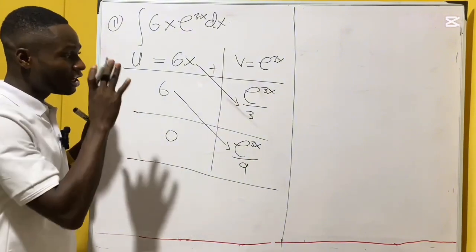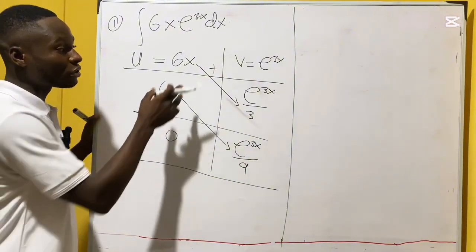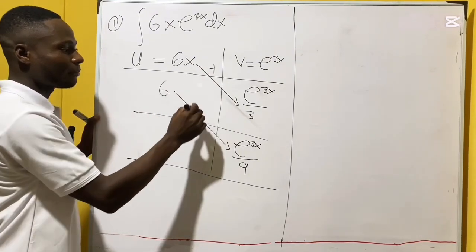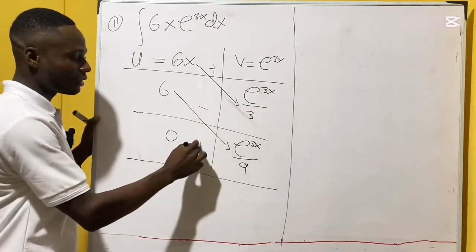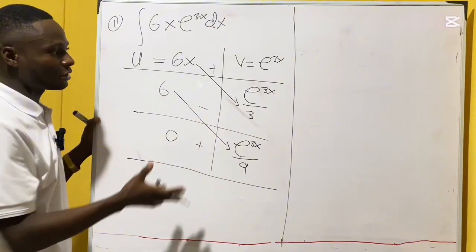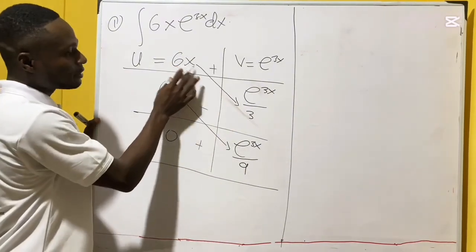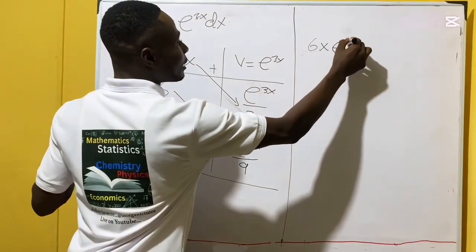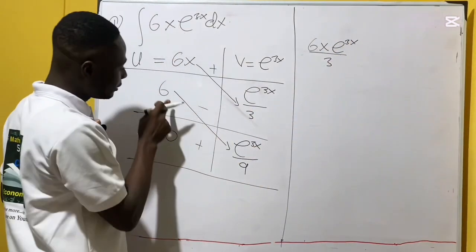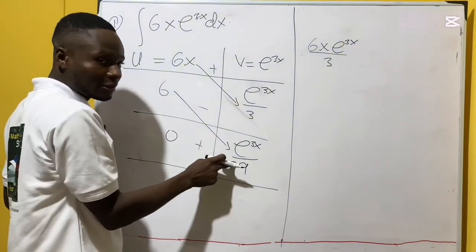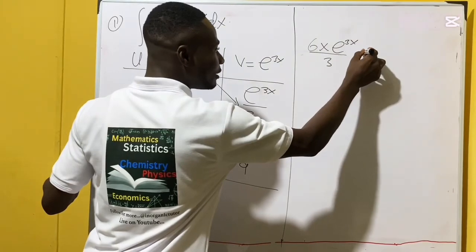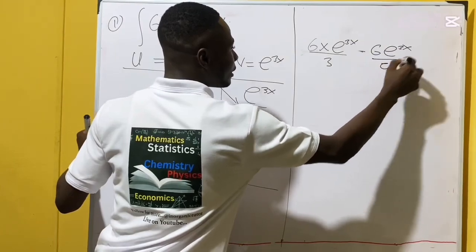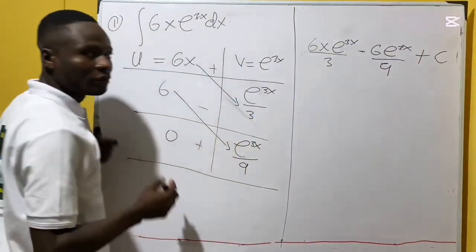Then you effect the signs. This is the crucial aspect. If you forget the signs, you are doomed, because that is where it's going to show whether you get it right or wrong. So first plus, second minus, in that order. If there is another one, this part is going to be positive. So this is what we have. This times this, then we have 6x e power 3x all on 3. Then 6 times negative, times this right here. So we have negative 6 e power 3x all on 9 plus a constant of integration, right?